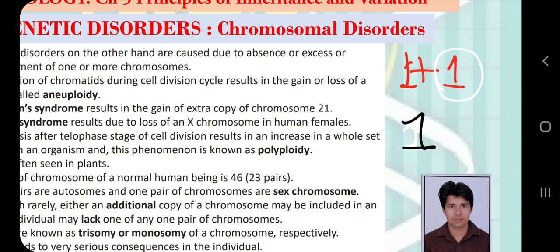Then if you have one chromosome missing, because you already have 2 copies of that chromosome, you will be left with one chromosome. So it is called monosomy. So mono means 1, tri means 3. In the same manner, if you lost the complete pair of chromosomes, it means if you have lost both chromosomes of any pair, then it will be called nullisomy. And if you gain 2 chromosomes of any pair, it will be called tetrasomy.